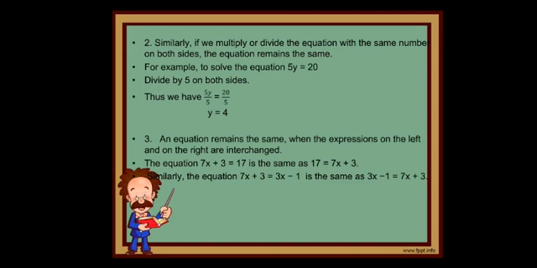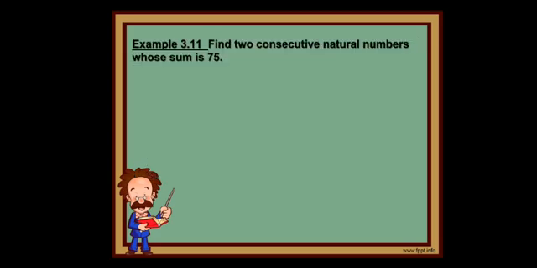So what are the three principles for solving the equation? When you add or subtract the same number on both sides, the value of the equation remains the same. Similarly, if we multiply or divide the equation on both sides by the same number, the value of the equation remains the same. When the LHS and RHS are interchanged also, the equation remains the same. Now we'll see example problems.